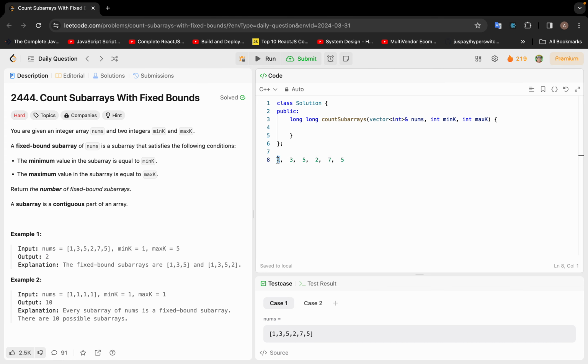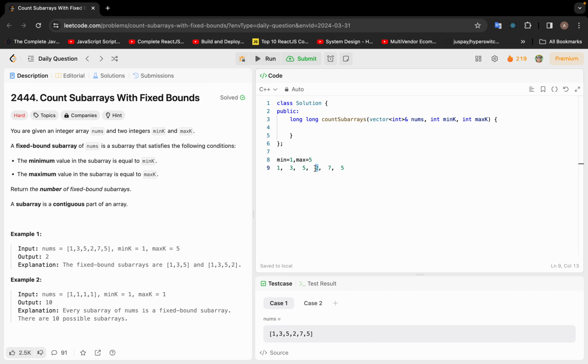Let's suppose we have come across this 1. Our min value is 1 now, and the max value is also 1. Then we come across 3, and the max value becomes 3, which is not equal to the given minK and maxK. Again we go to 5, and my max value becomes 5. Whenever I get this, I increment the count, since I got 1 subarray. When I come to this 2, my min value is still 1 and my max value is still 5.